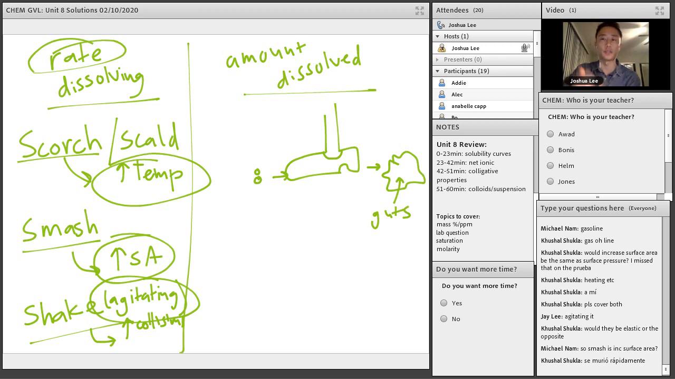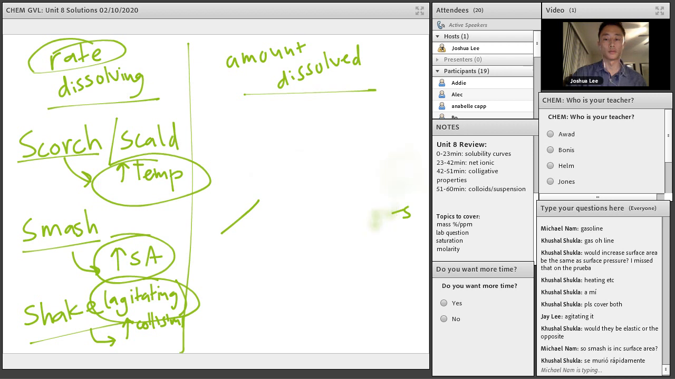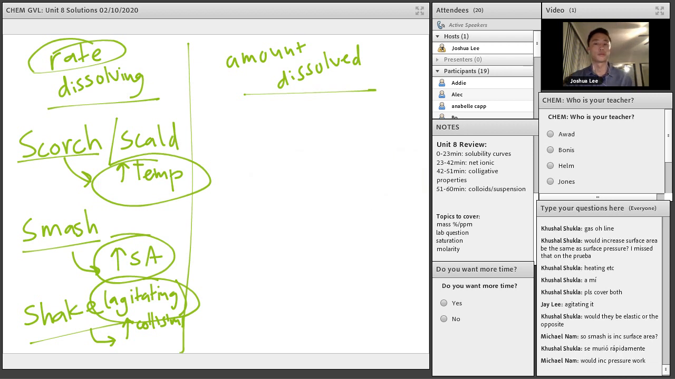So when you smash something, you increase the surface area. That's going to be different from amount dissolved. A lot of you got that confused. So the rate and the amount are different. This is when we're talking about how we can dissolve more things.